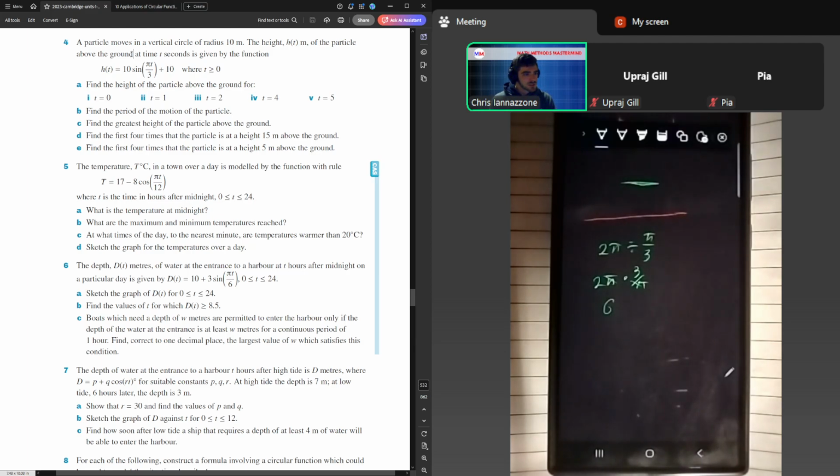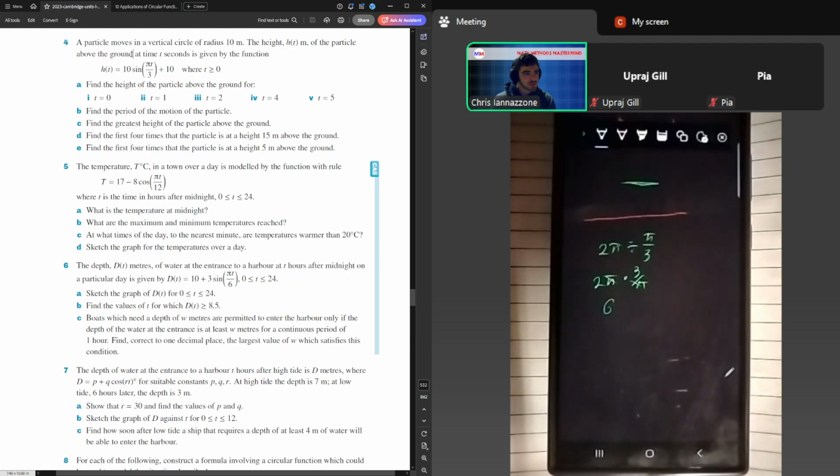Find the greatest height. We've answered that a couple times. Part D, find the first 4 times the particle's at a specific height. We've already answered stuff of C, D, and E. Is there anything else to actually have a look at then? Temperature at midnight. Max, min, specific. You start to see that kind of repeat.